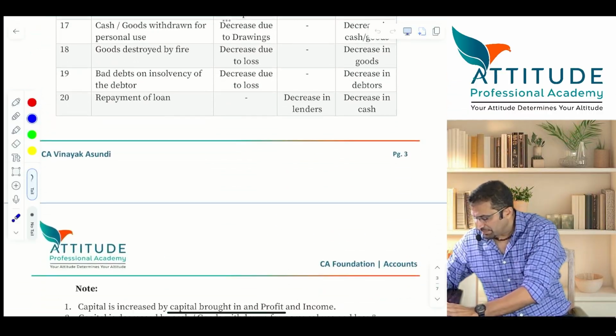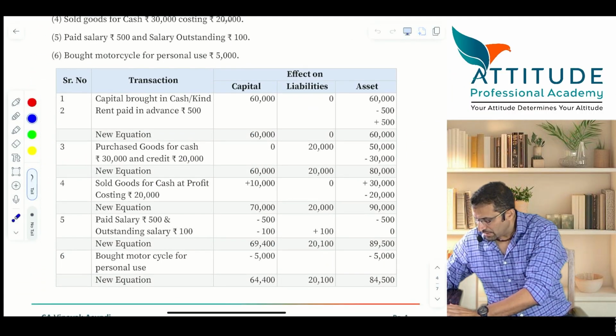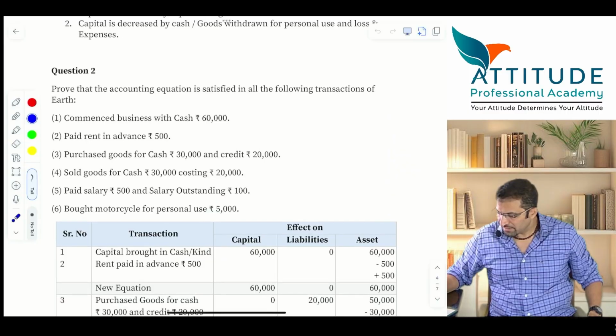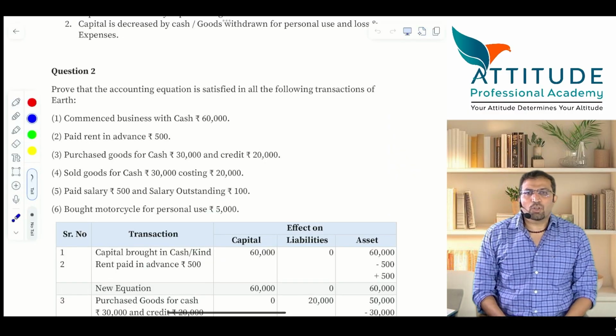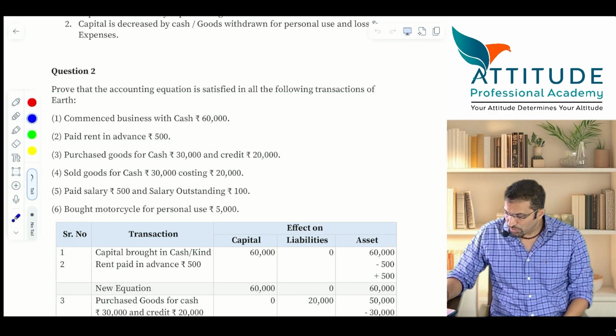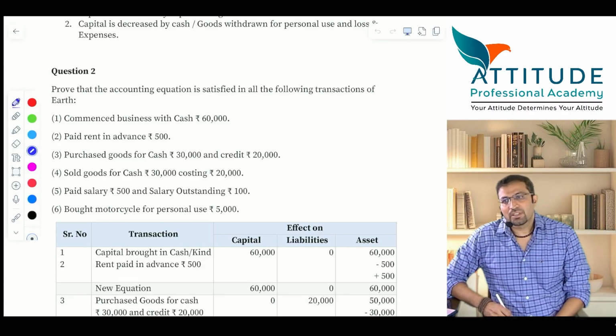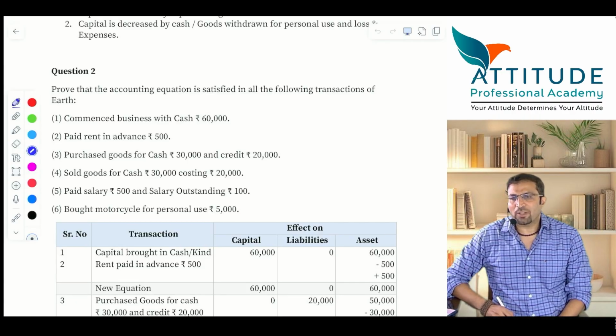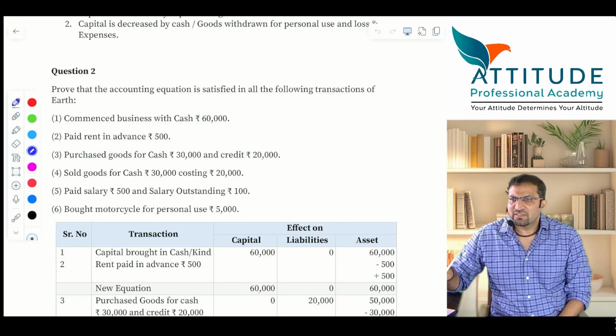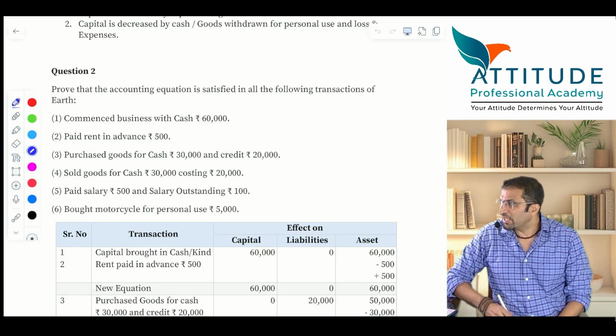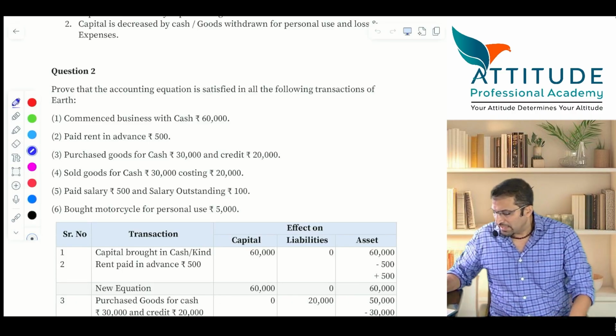Yesterday we have seen these things. We'll go to question number 2, accounting equation. We are into the topic known as accounting equation. We'll be doing a lot of sums on accounting equation. Is that clear? Okay. Have a look at it.